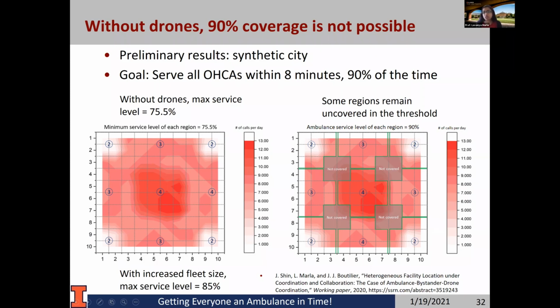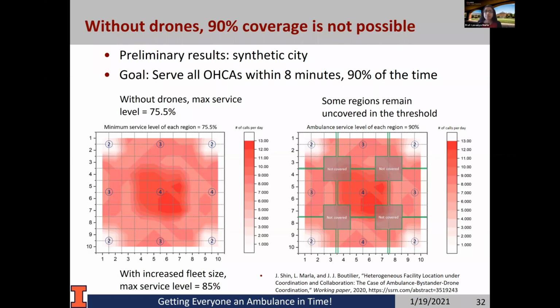If we did not have drones, in this case, we could say that the maximum service level we could achieve was 75%. If I just increase the ambulance fleet size, we could achieve 85%. It turned out that still some regions, based on how the bases were structured, could remain uncovered. But when you think about the medical drones, they can be spread out more over the city than ambulance bases, which require the infrastructure to be set up for them.